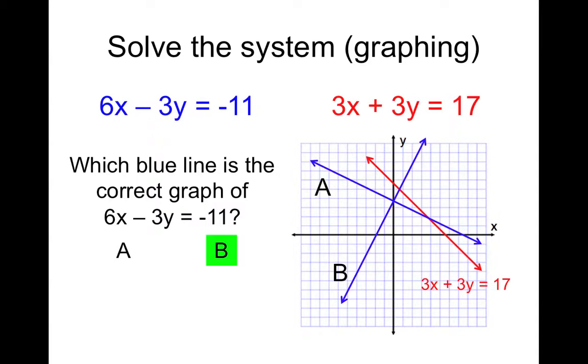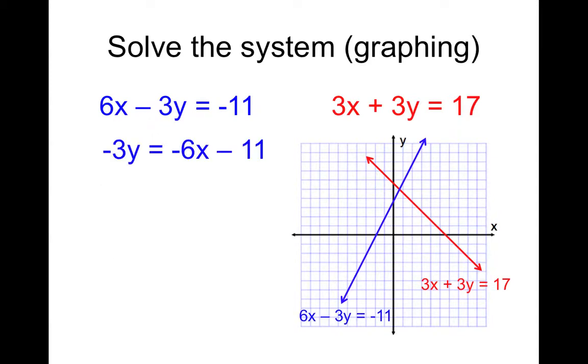Probably the easiest thing to do would be to subtract 6x from both sides. Here we're getting the y by itself. Now we'll divide both sides by negative 3. So now we can see the slope of the line we want is positive 2, and its y-intercept is approximately 3.67. That's really 3 2/3. So the blue graph are all the points that make the blue equation true.